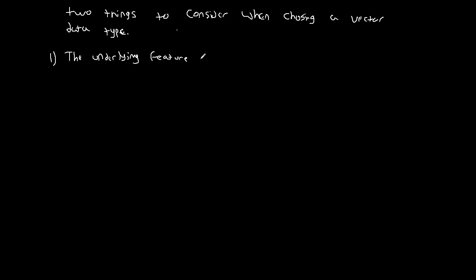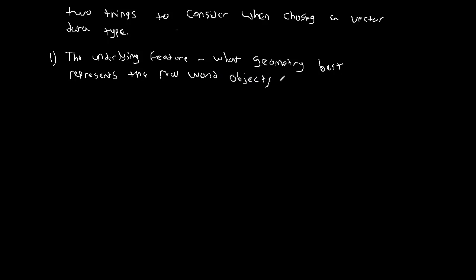So spending some time considering the underlying feature, thinking about what geometry best represents the real world feature, the real world object or phenomena, is going to give you the first indication of what you should be considering. If you can completely disregard one or more of the three types, that can help make the decision much easier. So that's the first thing to consider.